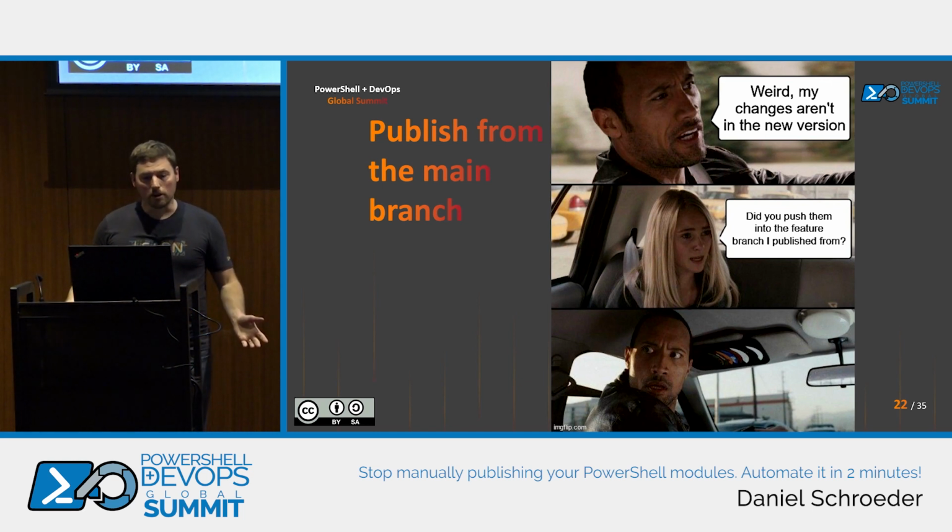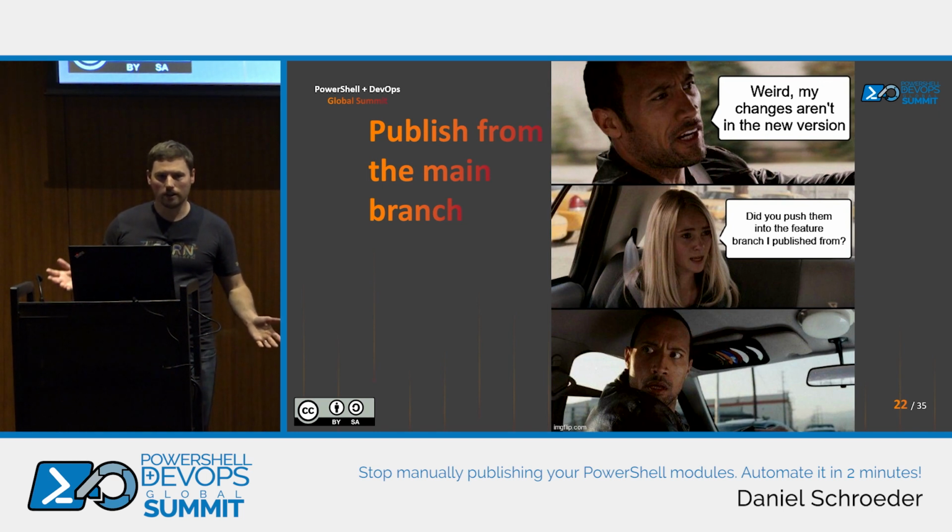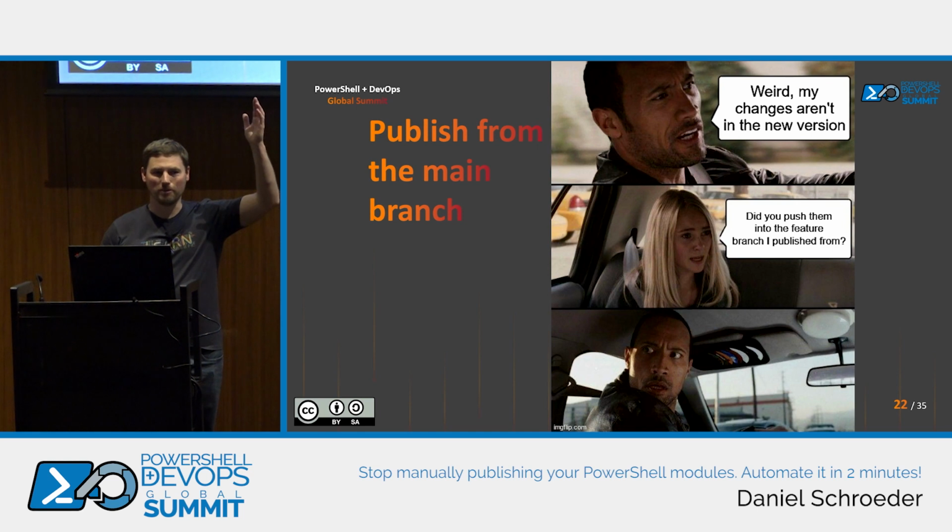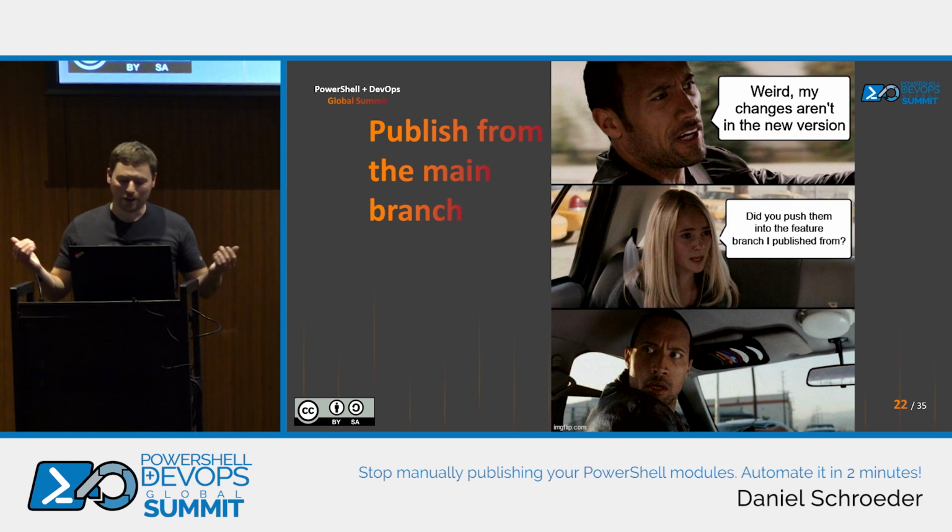It forces you to publish from the main branch. So who here has accidentally committed code to the wrong branch? Maybe you committed to main instead of your feature branch that you thought you were on, right? Happens to us all. It's super easy to do. And you can make the same mistake if you're running a script to publish your module on your local machine. You might accidentally publish from a feature branch instead of the main branch.